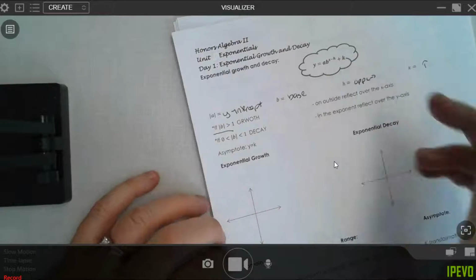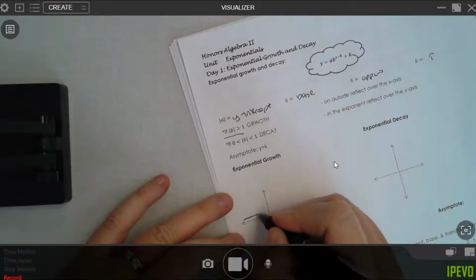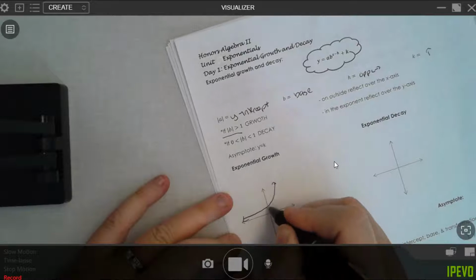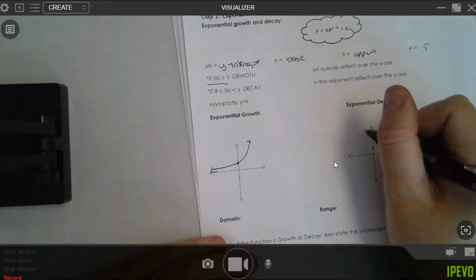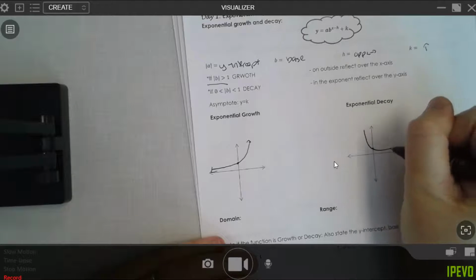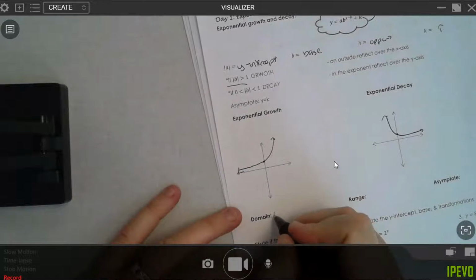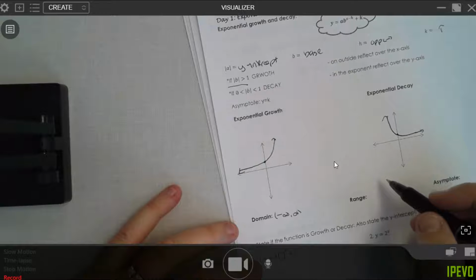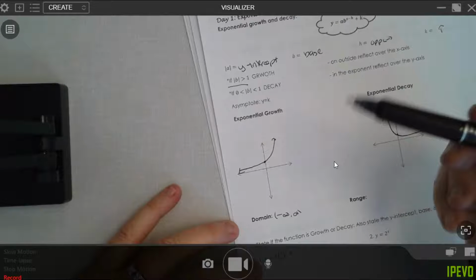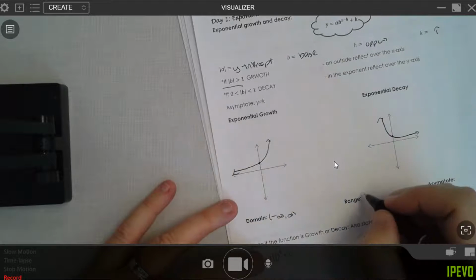In standard form, there's an asymptote at the x-axis, so an exponential growth in standard form would go through 1, and it grows. A decay is just a reflection of that, so it goes down. Your domain for both of these is negative infinity to infinity, because you can put any number in as an exponent. The range is going to be k to infinity if a is positive.